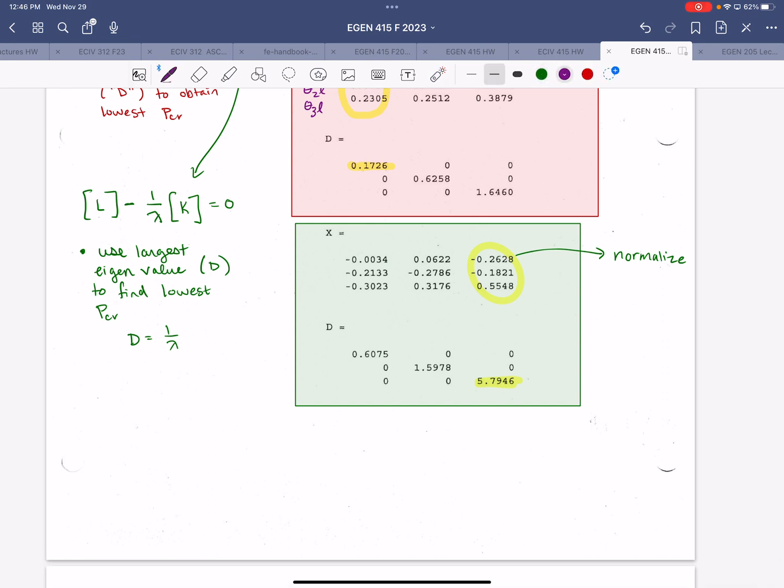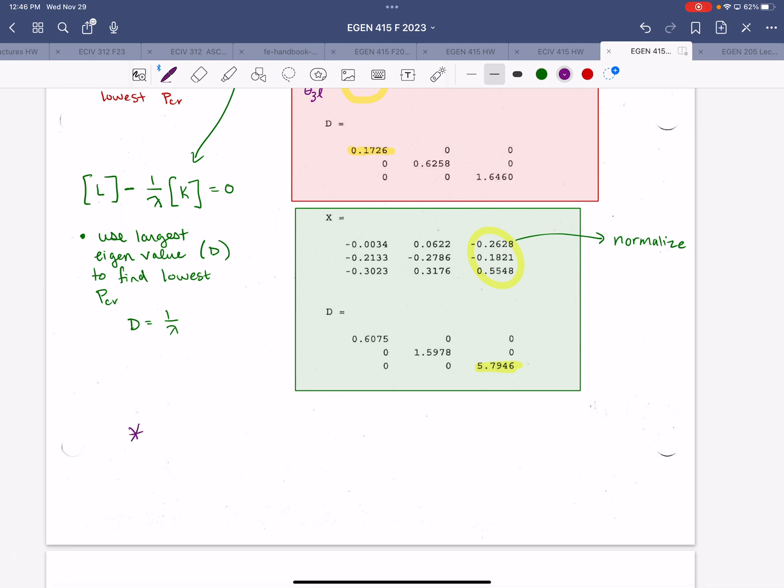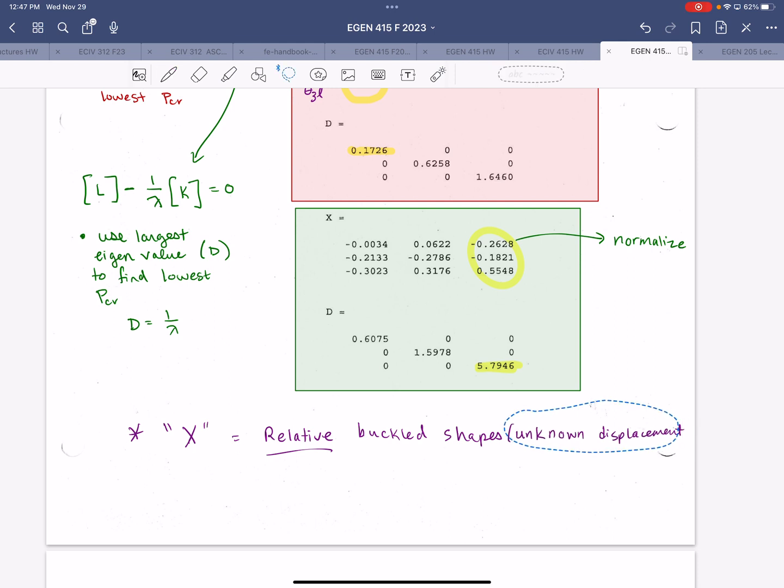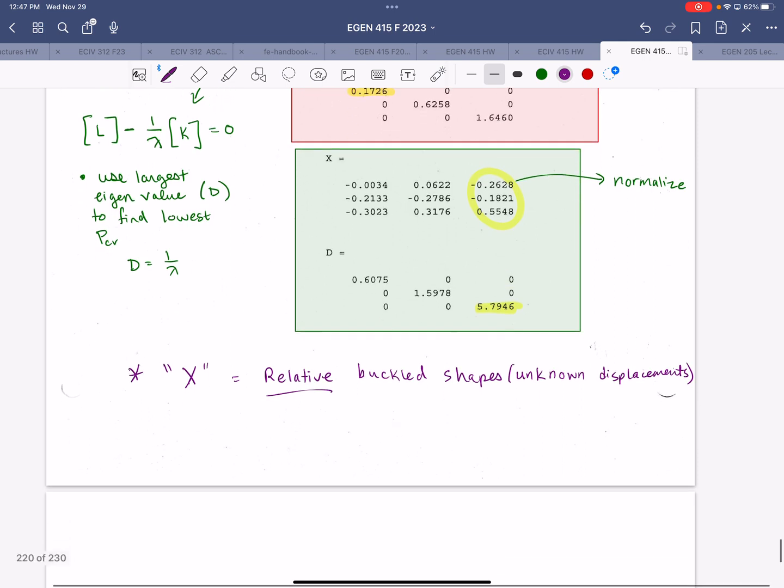All right, so I've got one final comment here, and then I will release you. So this X, and this is summarizing a lot of what I just said, represents the relative buckled shape, or shapes, which represent the unknown displacements that you're solving for in the finite element setup. So again, signs and values are all relative. You can interpret using any sign convention.